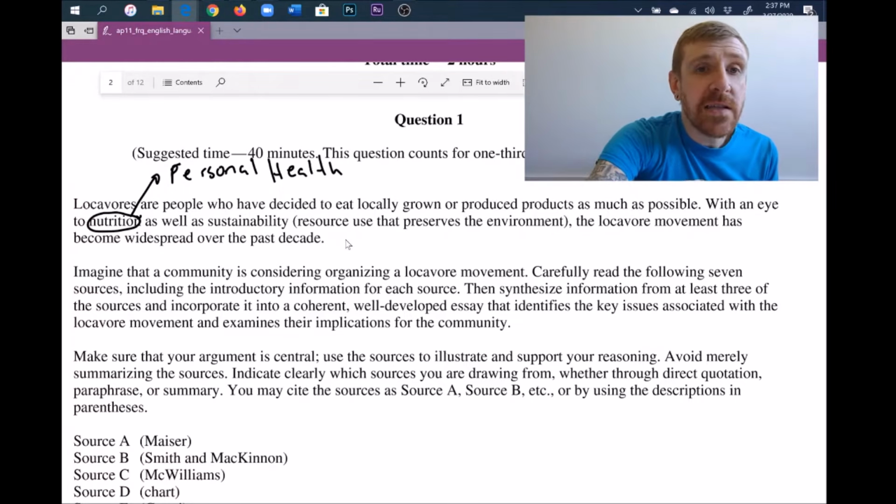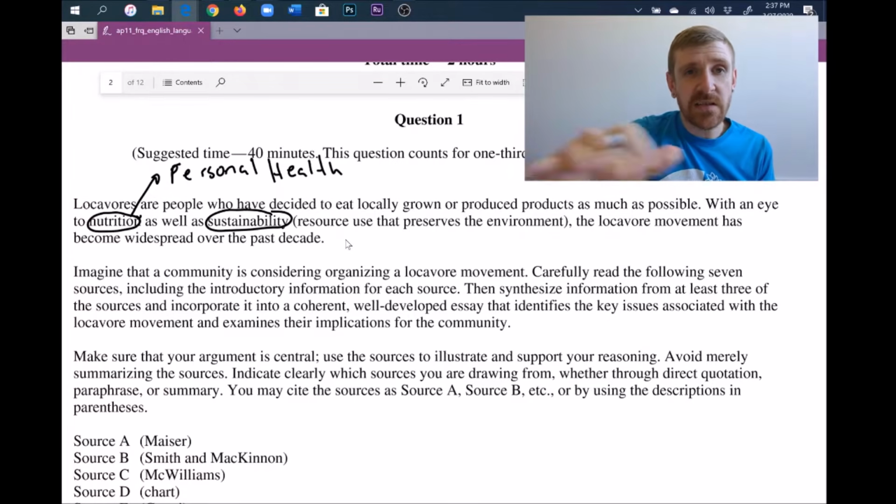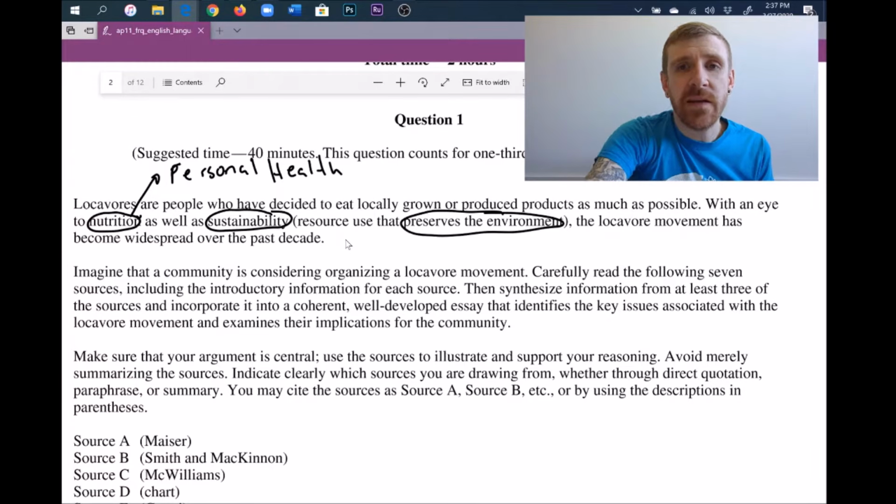We then have an idea of sustainability. That's as abstract as it gets, so it's sustainability. We also have the language here that says preserves the environment, so the idea there would be environmentalism.